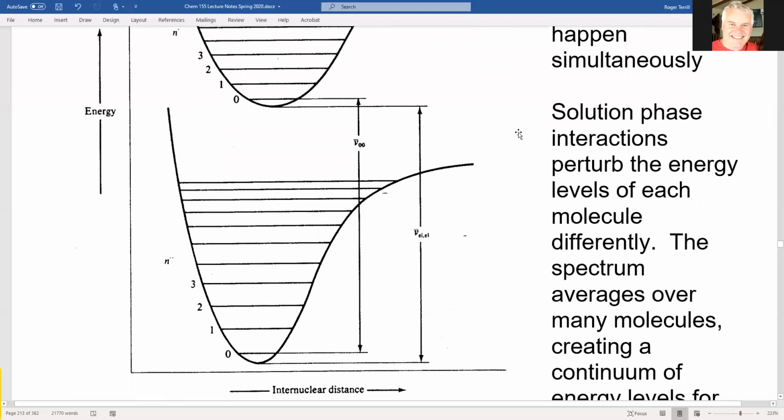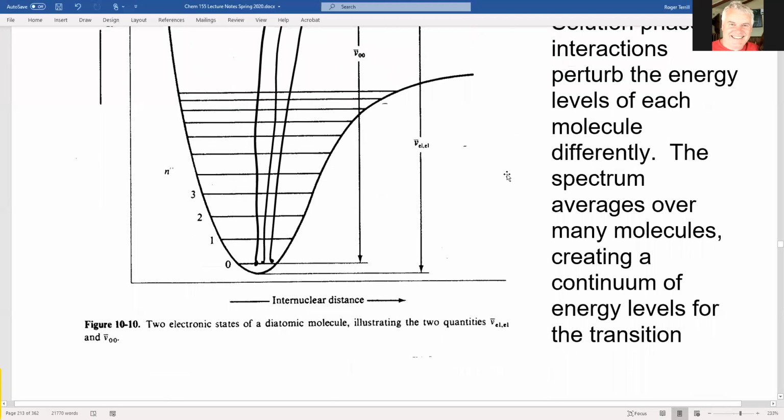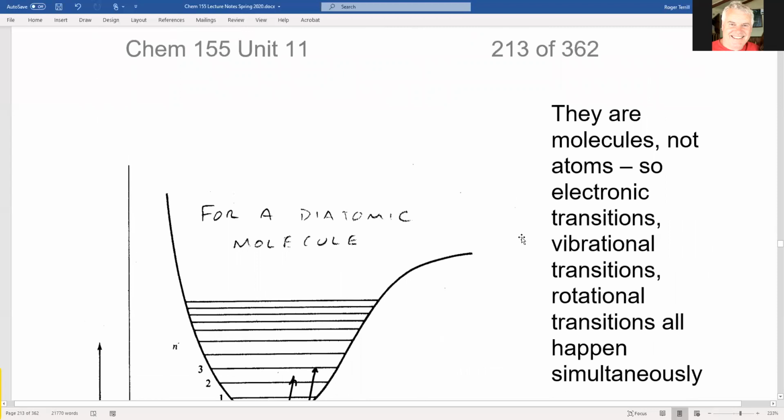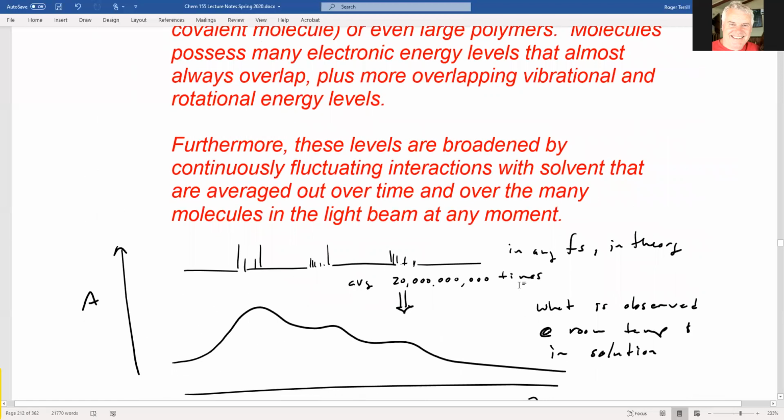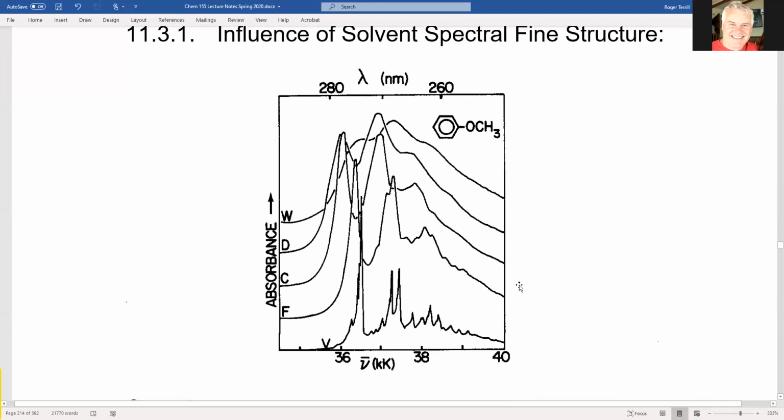And there are rules for what transitions are observed. And there are also rules for where things start, right? Things generally start in the ground vibrational level of the ground electronic state. And generally there's a plus or minus one change, but then there are many manifolds, and so things get very complex very quickly, right? So this is basically a restatement of what I said on this foil here, which is that there are many, many complex transitions which tend to average out over time and solvent interaction.